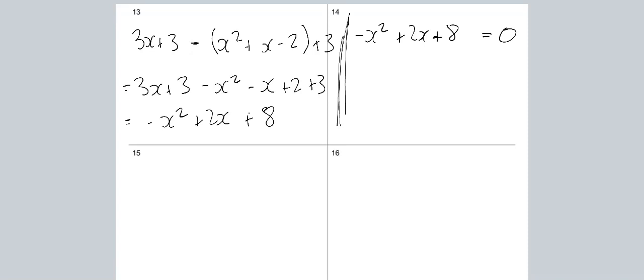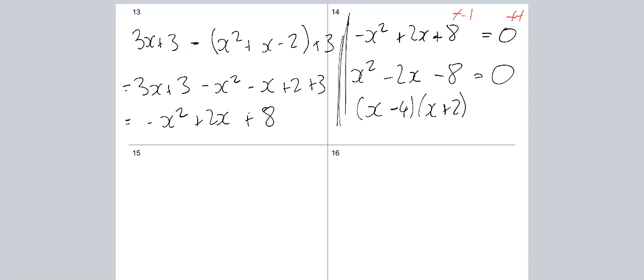I can do things like this. I want to factorize negative x squared plus 2x plus 8. But factorizing with a negative x squared is no good. So I'm going to multiply both sides by negative 1. That'll give me, don't even bother writing this down, x squared minus 2x minus 8 is equal to 0. So a positive x squared is quite helpful. Okay, good so far? Now I'm going to factorize this, and I'm going to use what's called monic factorization to solve this. And I can see that (x minus 4)(x plus 2) will equal 0.